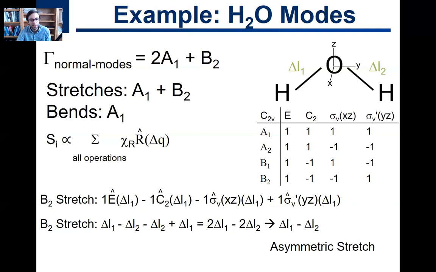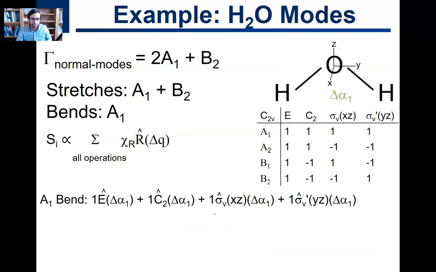So what does that mean? We just divided the 2 out again. That means we have an asymmetric stretch. When L1 goes up, gets bigger, L2 is going to contract. And similarly, when L1 contracts, it's a negative, so L2 is going to expand. So that's an asymmetric stretch, okay?